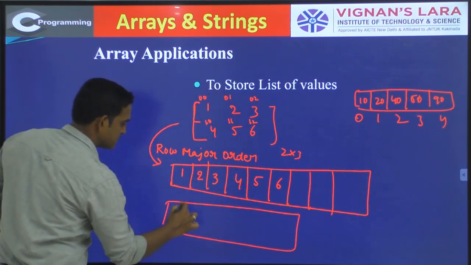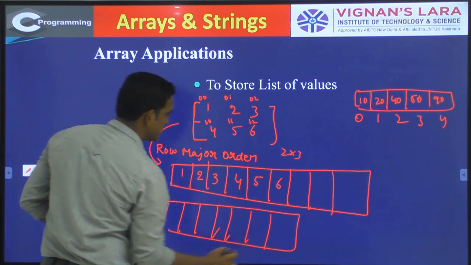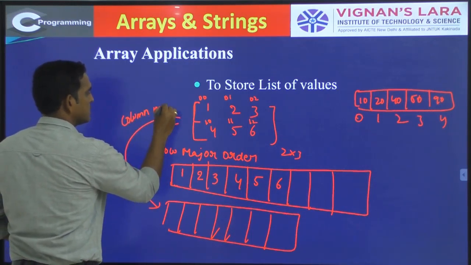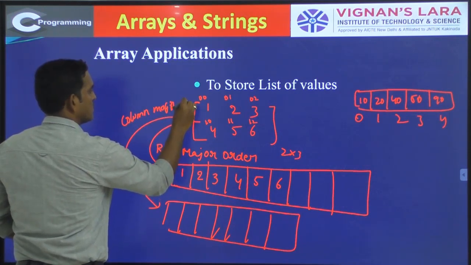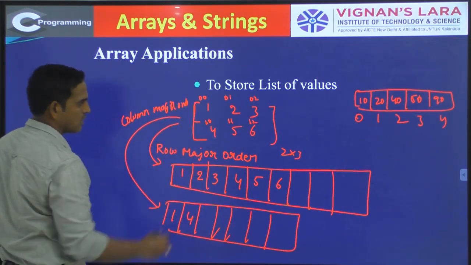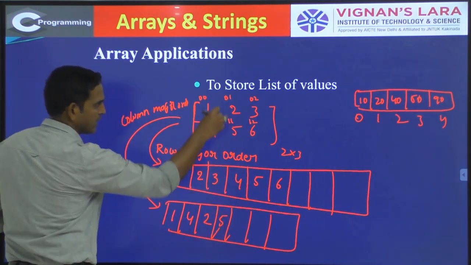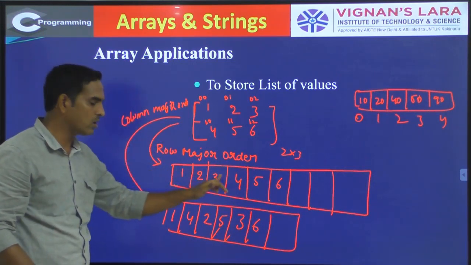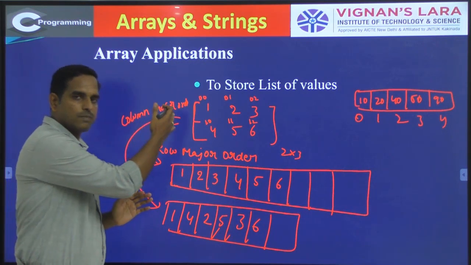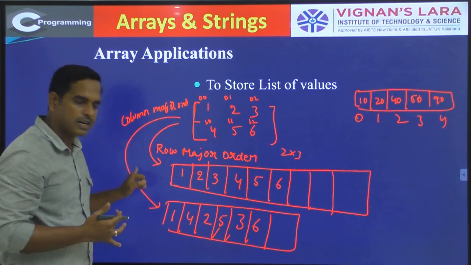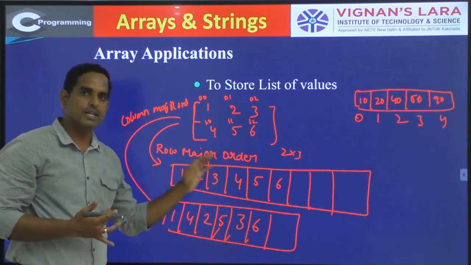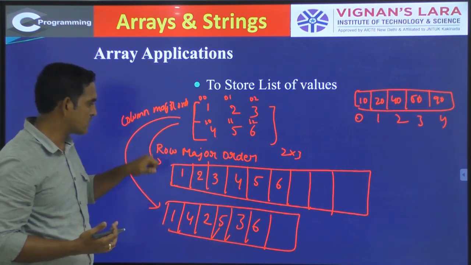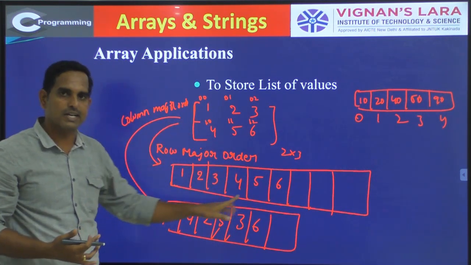There is another method where you use the columns, that is the column major order, where you store the first column first, then the second column, that is 2, 5, then the third column, 3, 6. This is called the column major order, and the earlier one is called the row major order. So you can store these two-dimensional elements in memory either using row major order or column major order. Most systems use the row major order to store the elements.